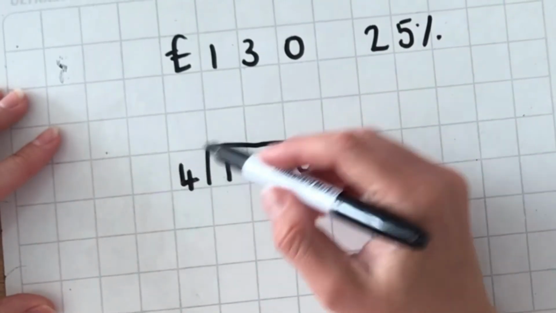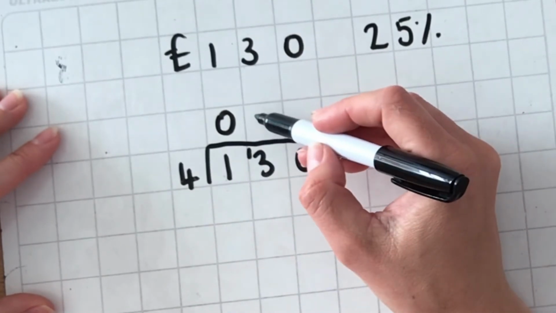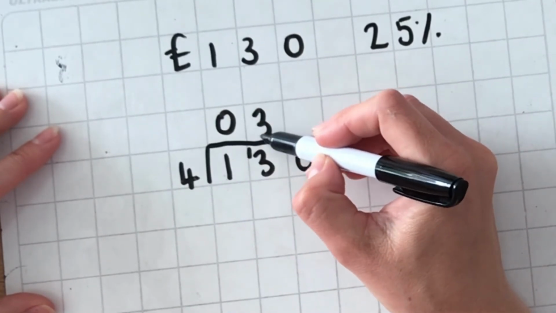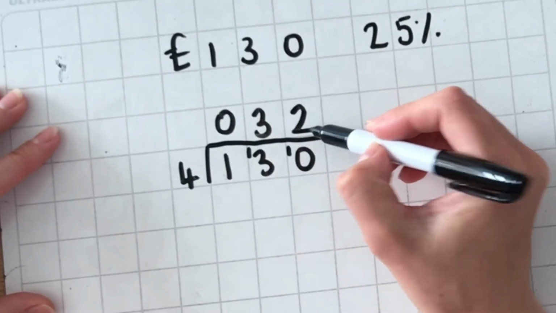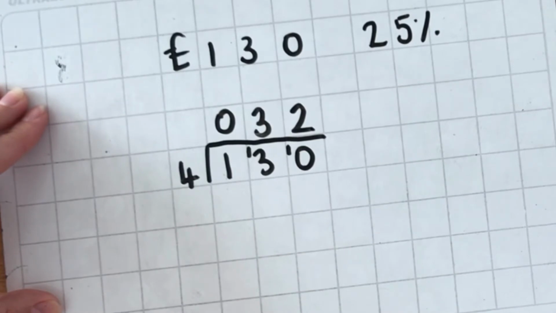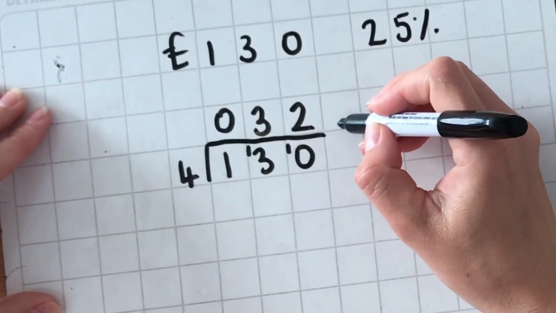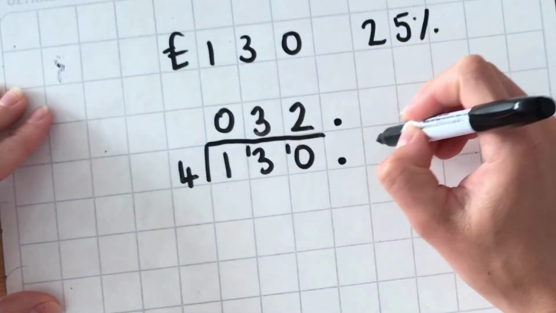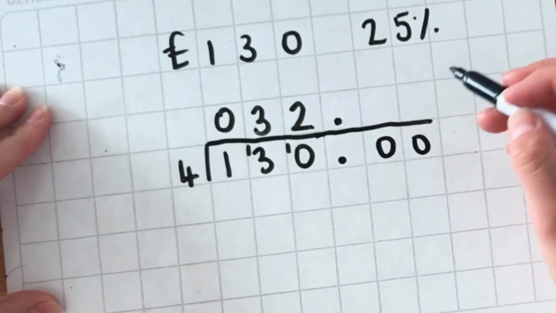1 divided by 4 is 0, carry over the 1. 13 divided by 4, 4 threes are 12, so 1 left over. 10 divided by 4 gives you 2, but you now have a remainder. When you're working with money, you can't write R and then what's left over. So if you remember, what you do is you pop in your decimal point, and you add in your 2 zeros, and you continue with your division calculation.